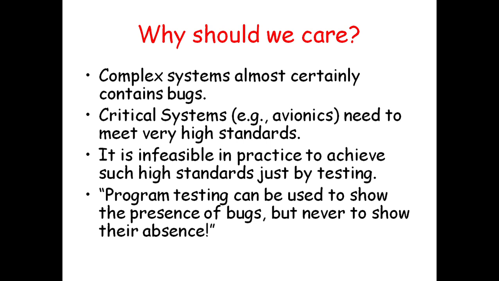Program testing and simulation ensure the first property, it can show you the presence of some bugs, and the formal methods is useful to satisfy this latter property, to ensure you the absence of bugs in the system.